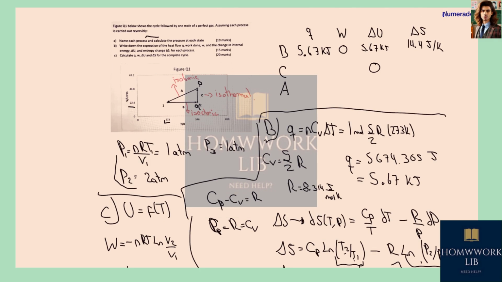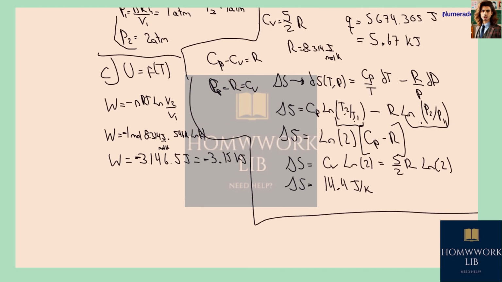So over here, we're going to get minus 3.15 kilojoules. Thus, the heat needs to be equal to 3.15 kilojoules. And finally, to get the value for delta S for an isothermal process, for an isothermal expansion in this case, it is going to be equal to nR logarithm of V2 over V1. Since the volume doubled, this would be equal to 8.314 joules per mole Kelvin times logarithm of 2 times 1 mole.